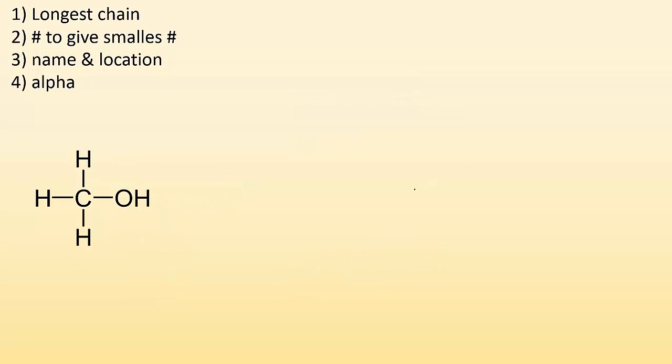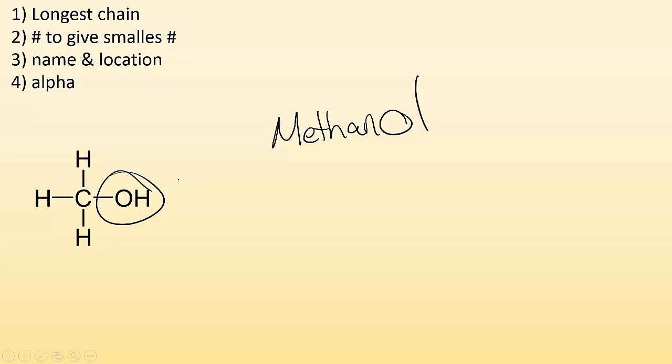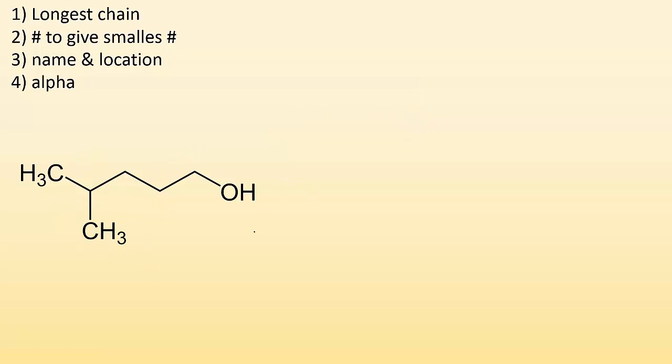There you go. What about this one? How do I say I've got 1 carbon? Meth, and an alcohol group? Ol. So methanol. Do I need a number? No, there's only 1 carbon. It can only be on that carbon. What about this one? Let's take a look.